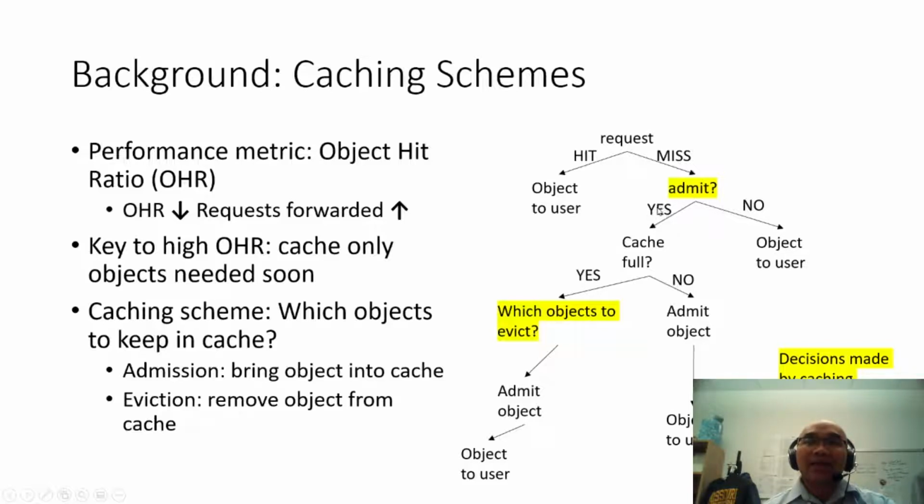But if it decides to admit the object, and if there is enough space in the cache to store the new object, then in that case the server will just admit the object and then send the object to the user. However, if the server is full, then the caching scheme decides which object to evict, and it evicts enough objects to make room to admit the new object, and then it sends the object to the user.